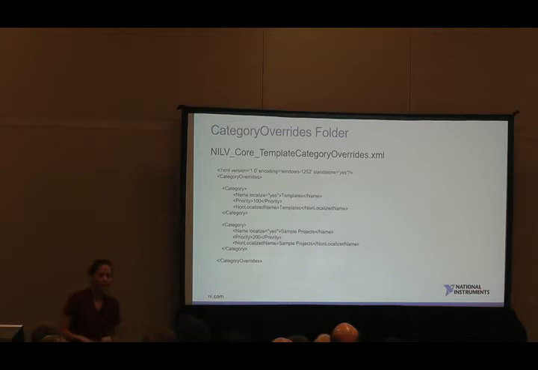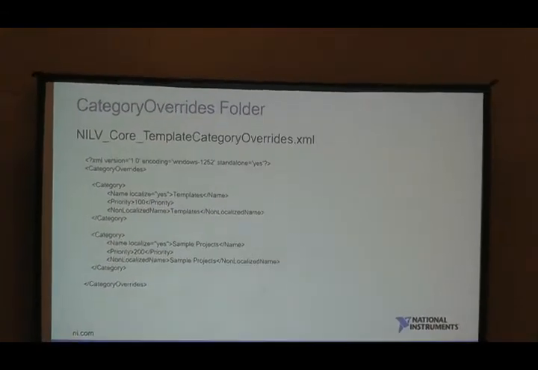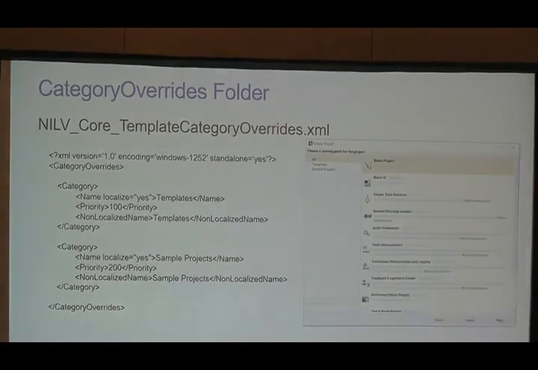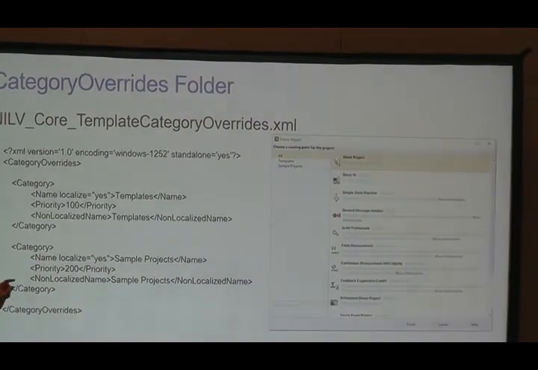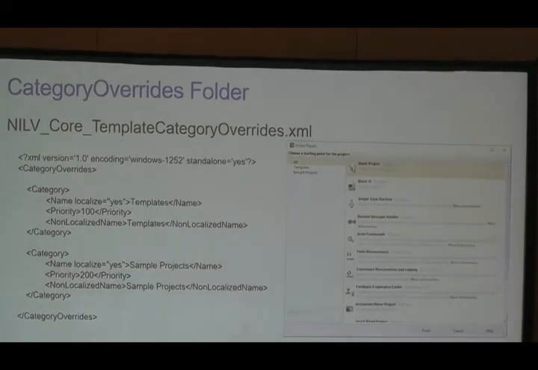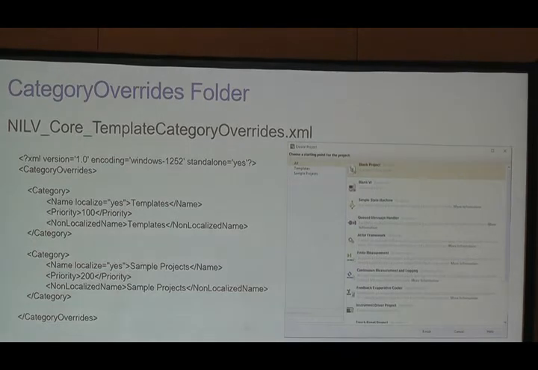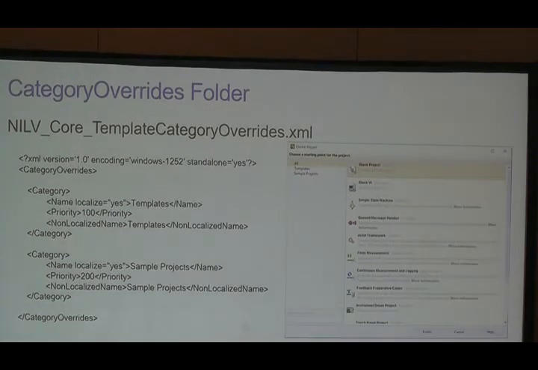The category overrides folder shows the categories that appear. I don't know if you noticed, but there are two categories on the left: All, which means show all my templates, and Simple Projects. I typically have not modified this at all, but if you wanted to add your own category, say your company name or a certain architecture you use, you would need to modify this XML.